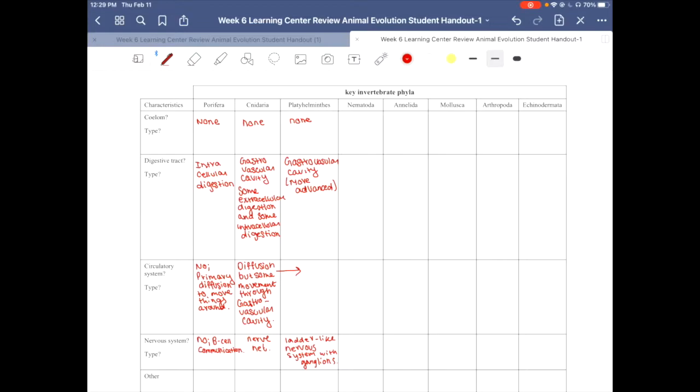Okay, and then for the Nematoda, we're going to have a pseudocoelom. So the gut isn't lined with the mesoderm, so it serves its purpose, but it's not a true coelom. So we're going to call that a pseudocoelom. And that's because the gut isn't being lined with the mesoderm, which is what it usually is lined with.